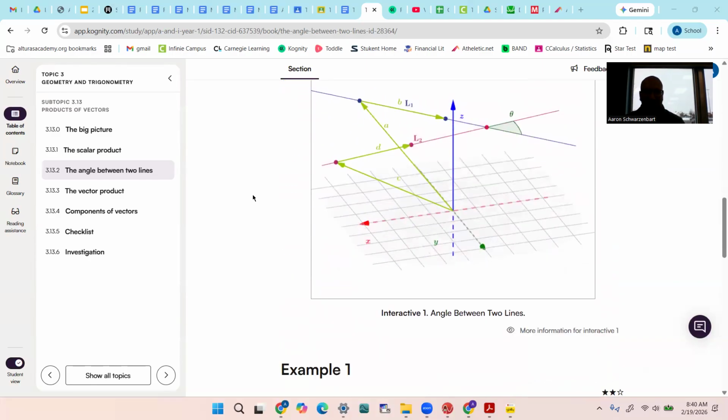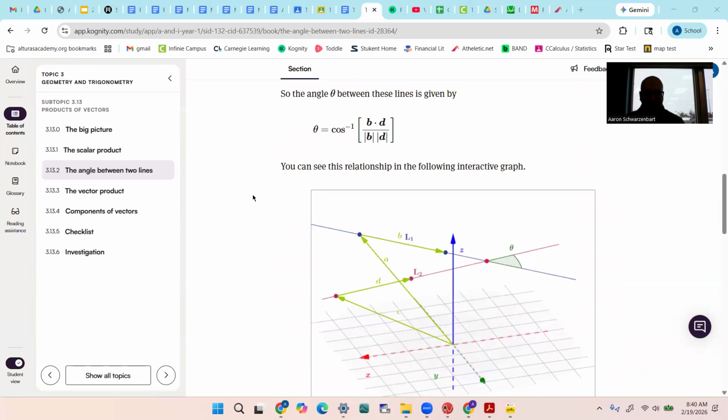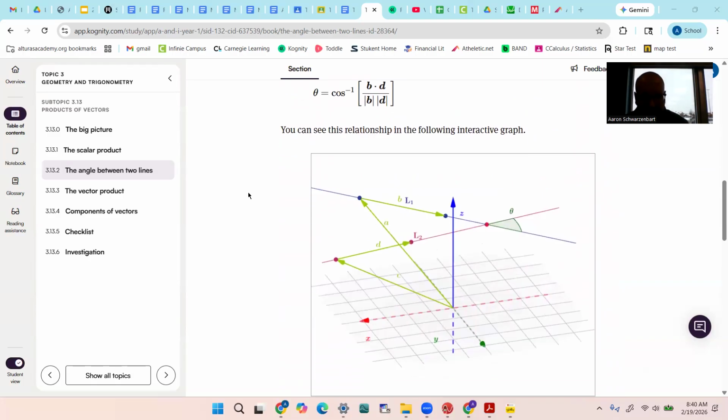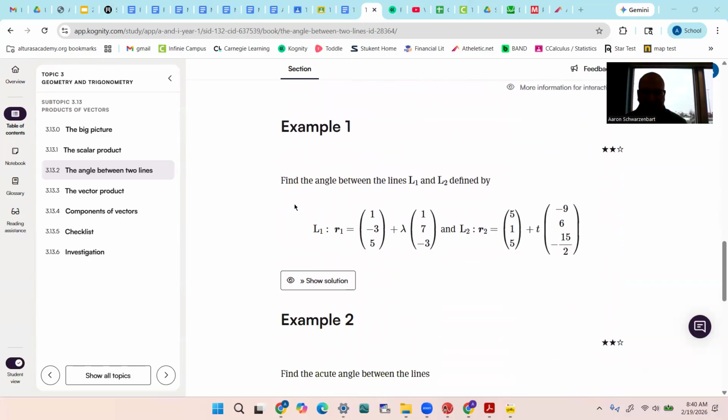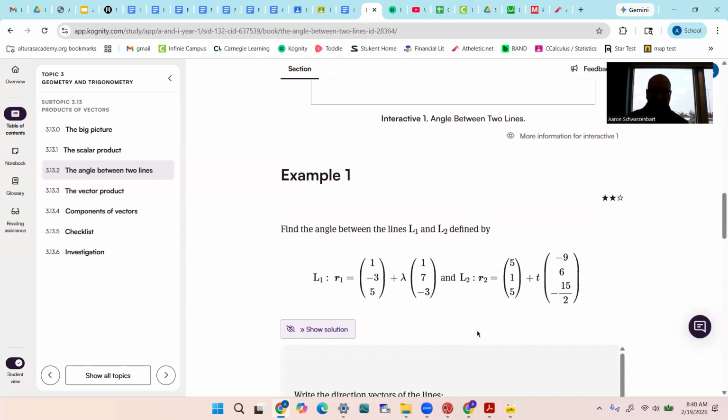So angle between two lines. What on earth are they doing here? I don't know. Let's find the angle between these lines. So I'm going to double check that I'm not doing anything wrong, but we're going to take the two direction vectors and find the angle between those. So we need the magnitudes. 149, that's 50, 59.